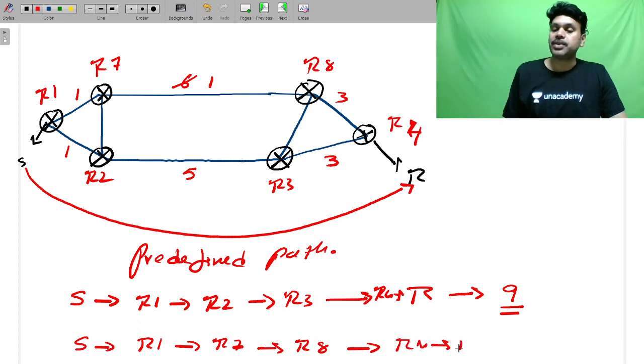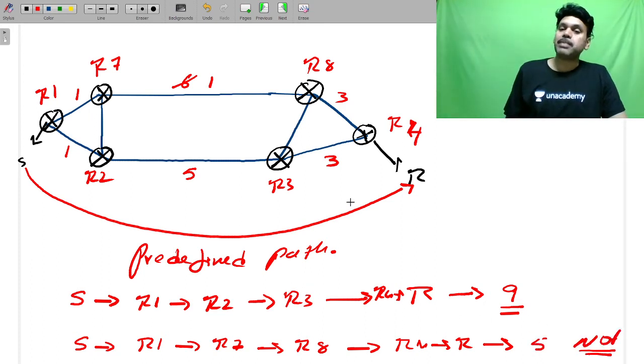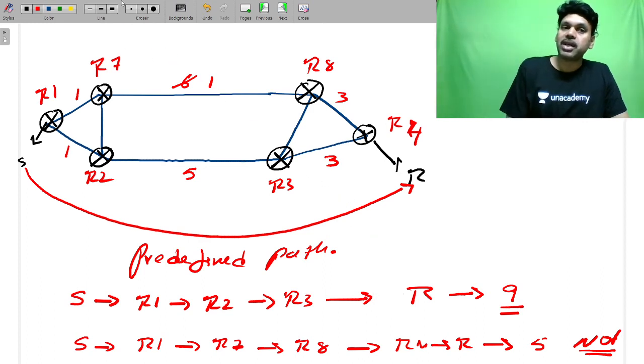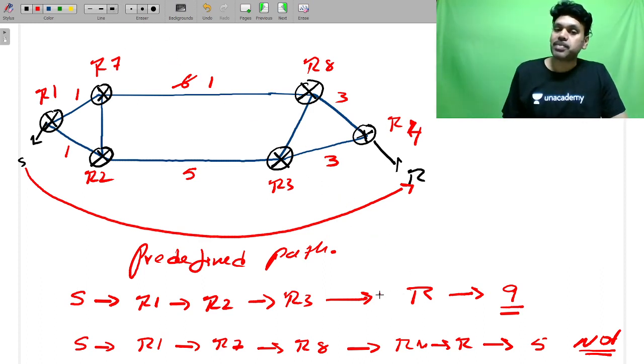R4 finally to the receiver. What is the value? 1, 1, 2 plus 3, 5. Not possible, because a predefined path is already established for you. Whenever a predefined path is established, you cannot change the path. Because it is following the concept of what? Non-adaptive.